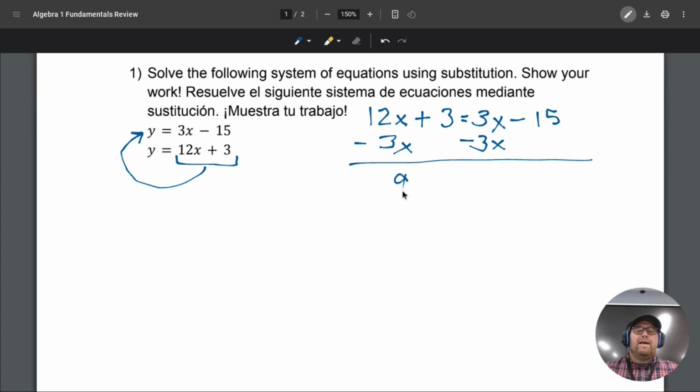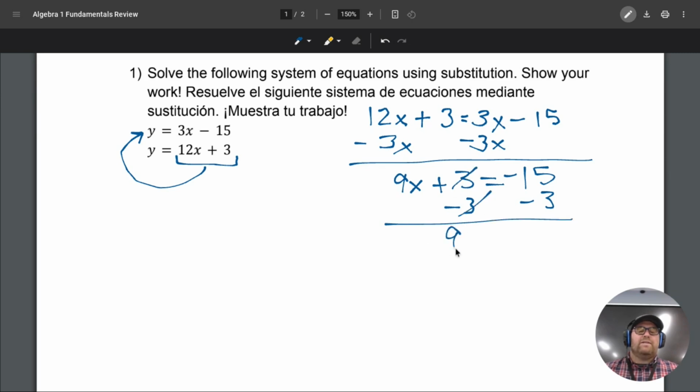So I'm going to get 9x plus 3 equal to negative 15. I'm then going to subtract 3 from both sides here. The 3's are going to cancel. I'm going to be left with 9x, and that's going to equal negative 15 minus 3, which is negative 18. I'm then going to divide both sides by 9. Negative 18 divided by 9 is negative 2. So x equals negative 2.